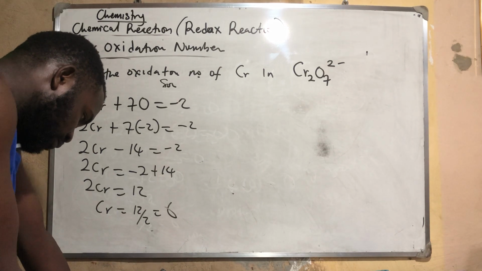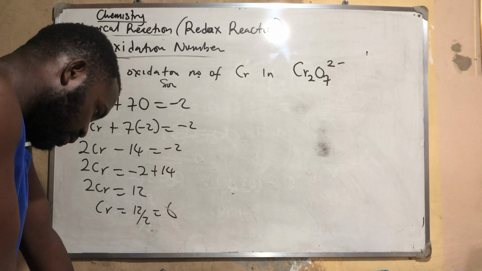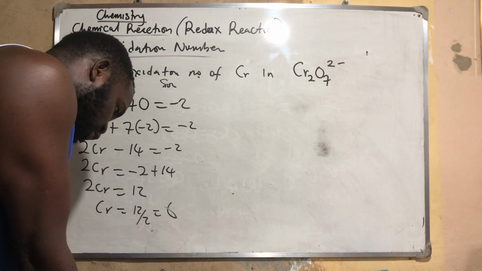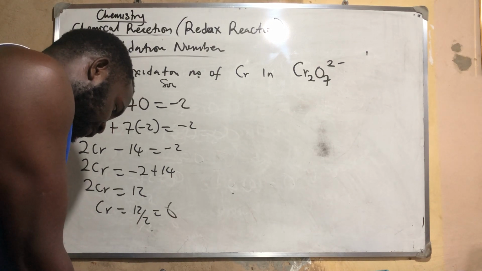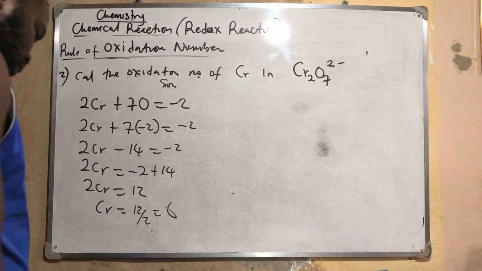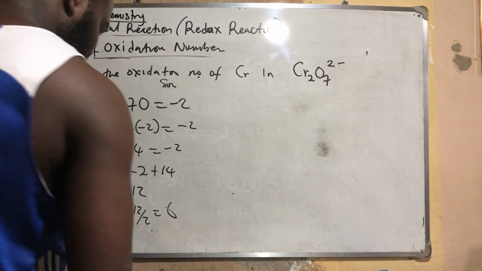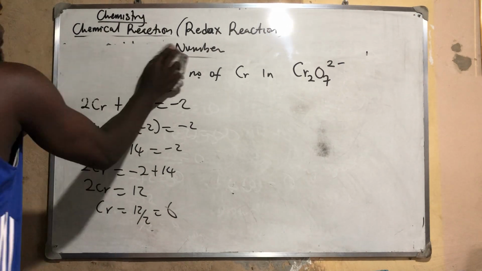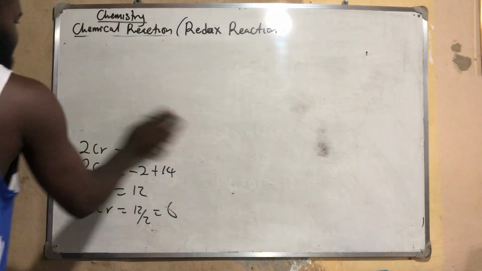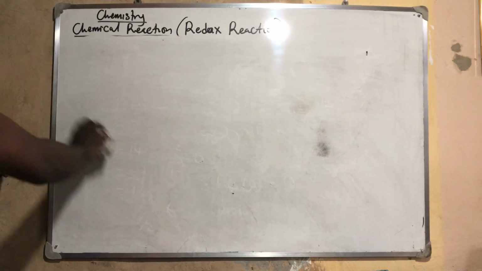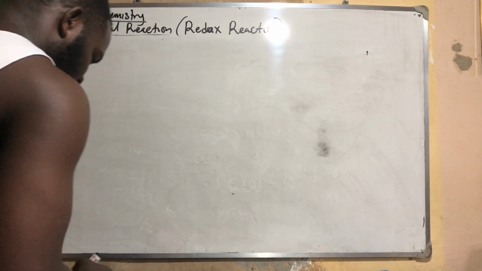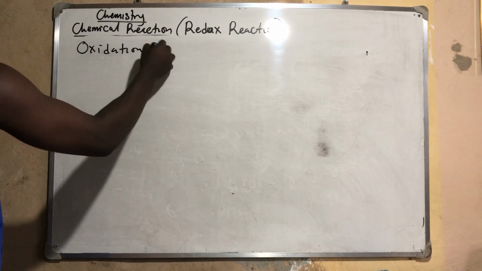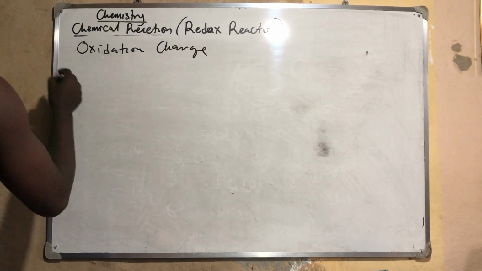All right, so oxidation charge is determined by subtracting the oxidation number of the reactant from the oxidation number of the product. Okay, so they can ask you the oxidation charge. Oxidation charge is just by subtracting the product from the reactant. Okay, the oxidation number of the product from that of the reactant. That is what is called oxidation charge. Please write it down. Oxidation charge. All right, is equal to what?